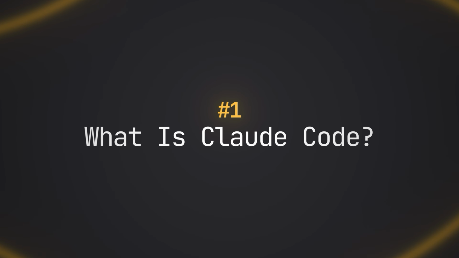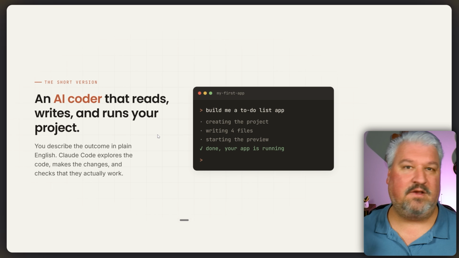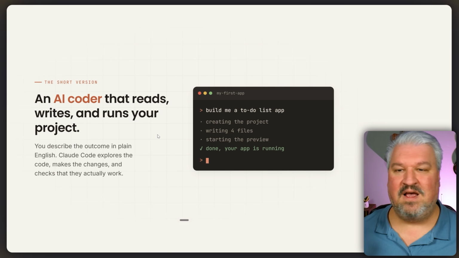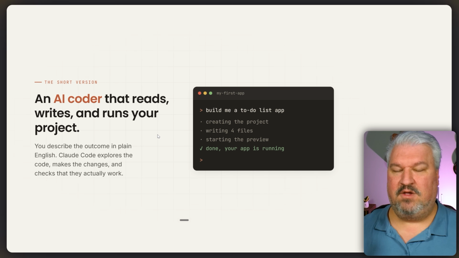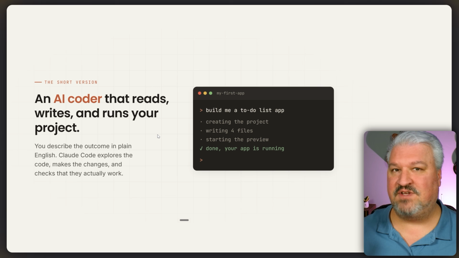First, what is Claude Code? Well, this is Anthropic's coding agent. You simply tell it what you want in plain English, and the agent will go and build a project, run the code, fix bugs, and do everything for you. You're not writing any code yourself. Think of Claude Code as a developer that you simply talk to.